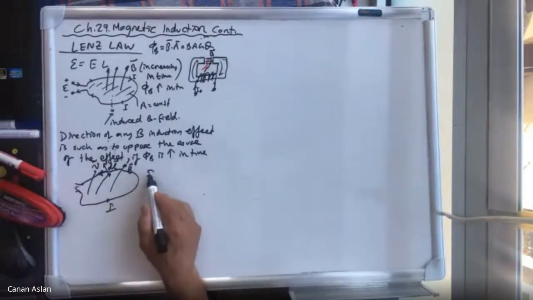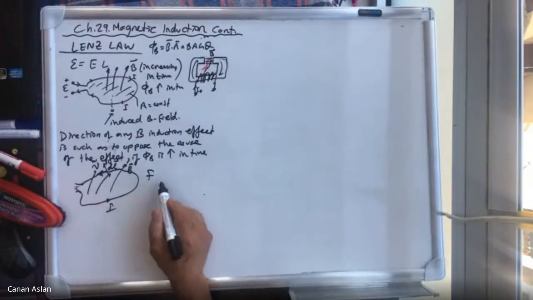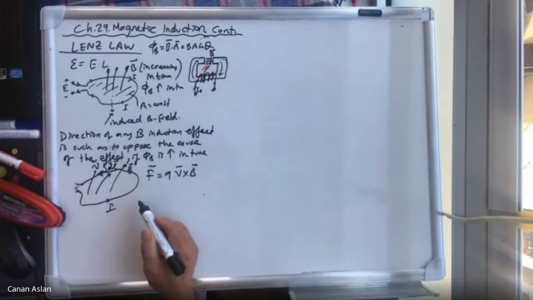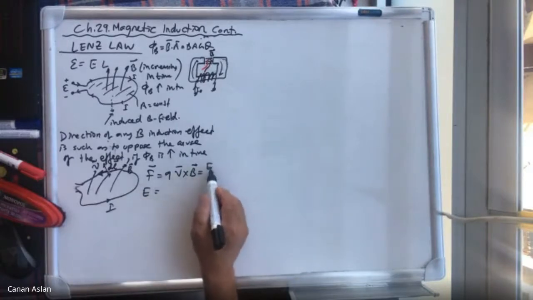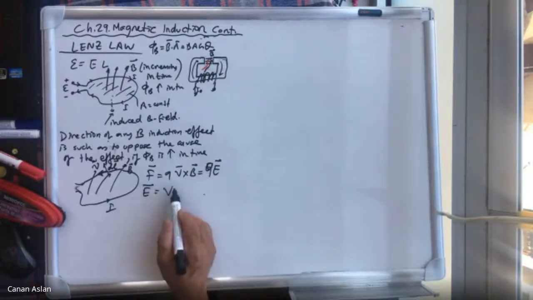So the force on the charge or this little segment is given by F equals Q V cross B. We know that. So this is the electric field, F equals QE, remember? So the electric field then is given by V cross B.